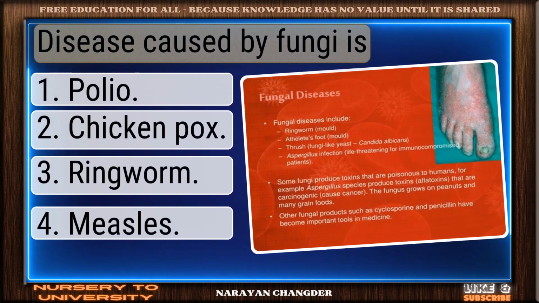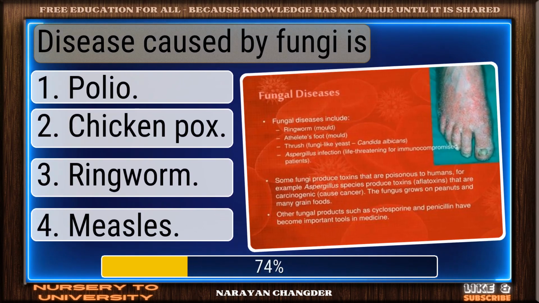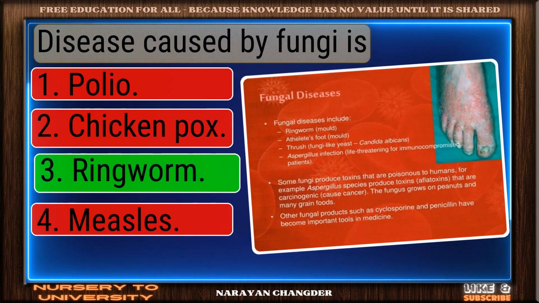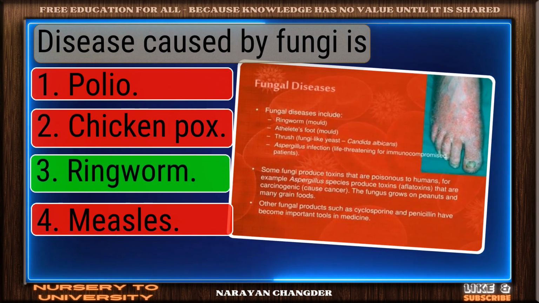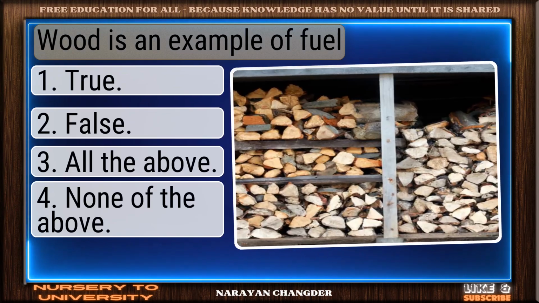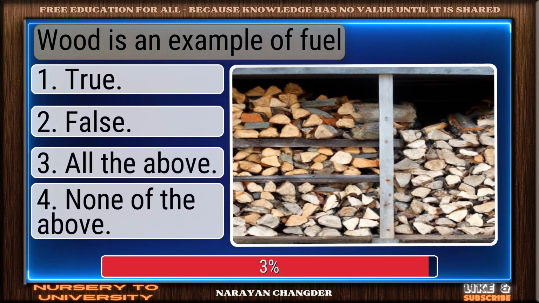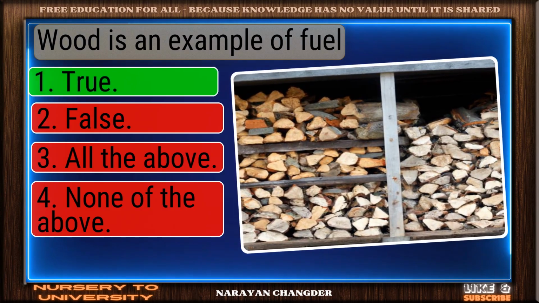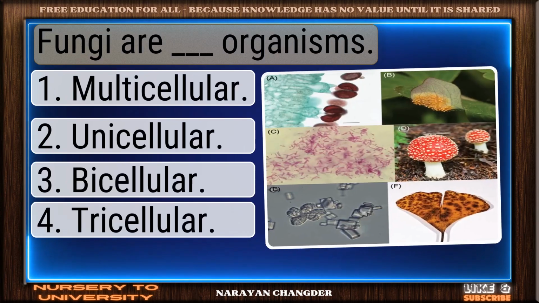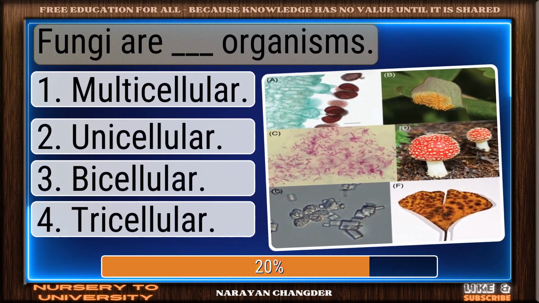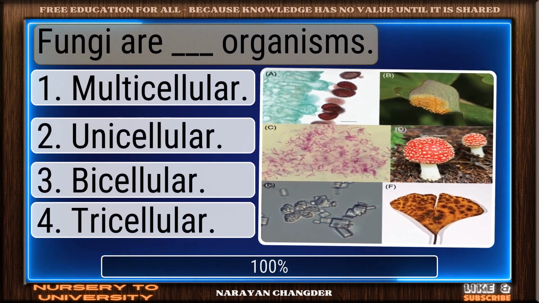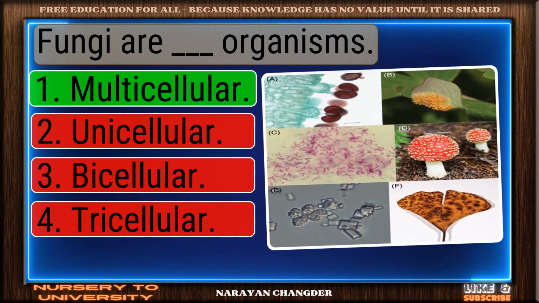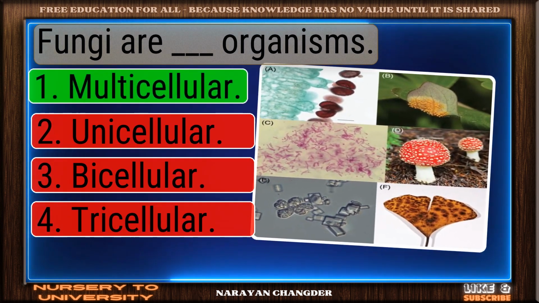Disease caused by fungi is. Smart move. Ringworm is an accurate answer. Wood is an example of fuel. Strong choice. True is the right answer. Fungi are dash organisms. Good thinking. Multicellular is the right answer.